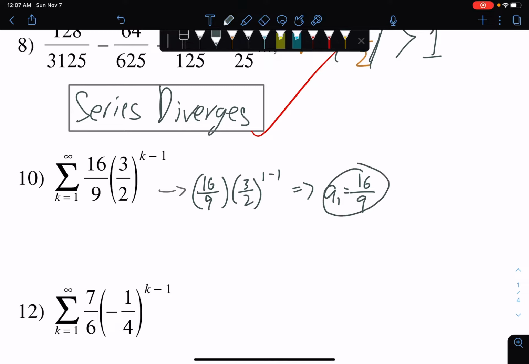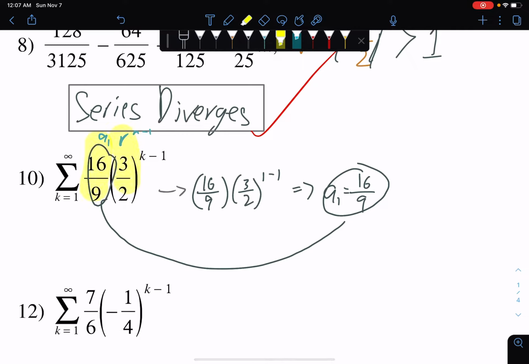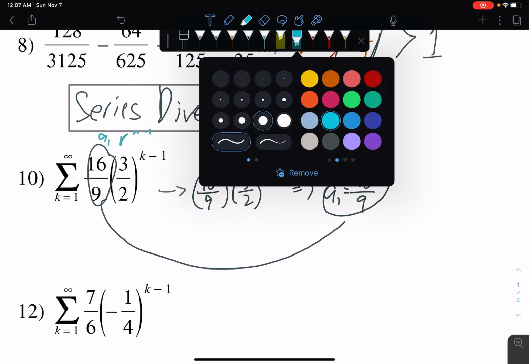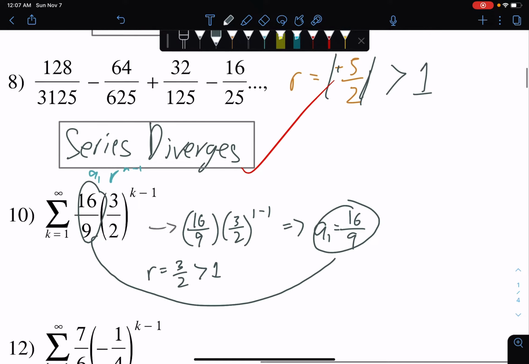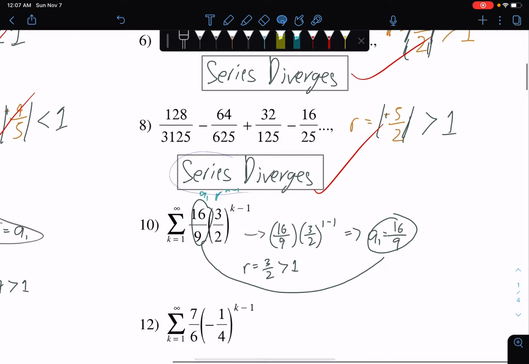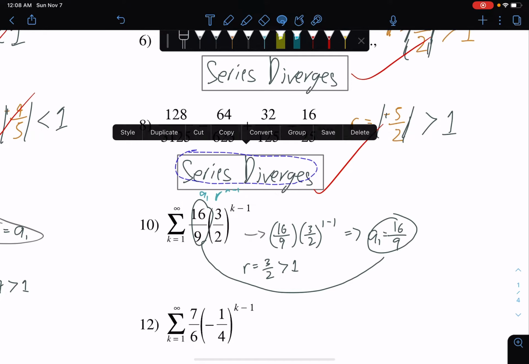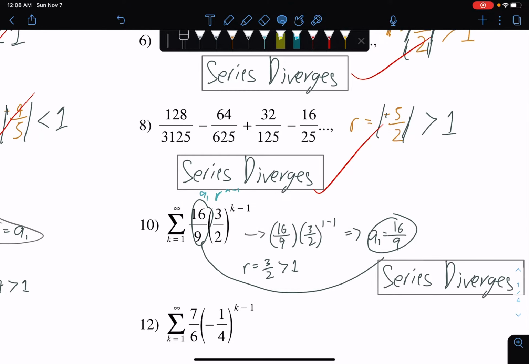Supposedly it could be 4 over 3, but we'll let it be like this. 16 over 9. Technically this is 16 over 9, so a sub 1 times r raised to n minus 1, just like the geometric sequences formula exactly in this kind of trend. Oops, highlighter is very thick. There you go. Alright. Therefore, we could derive that r is equivalent to 3 over 2, which is greater than 1. So, the series diverges.